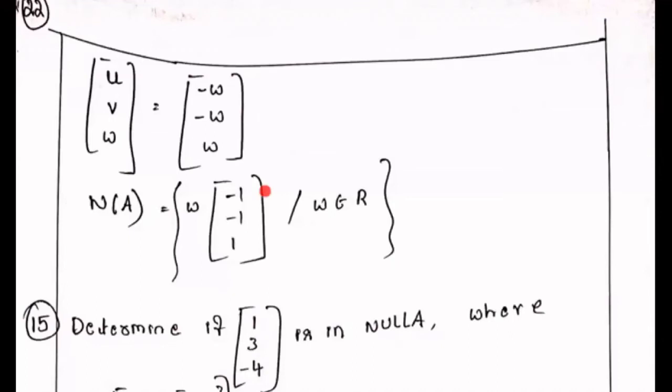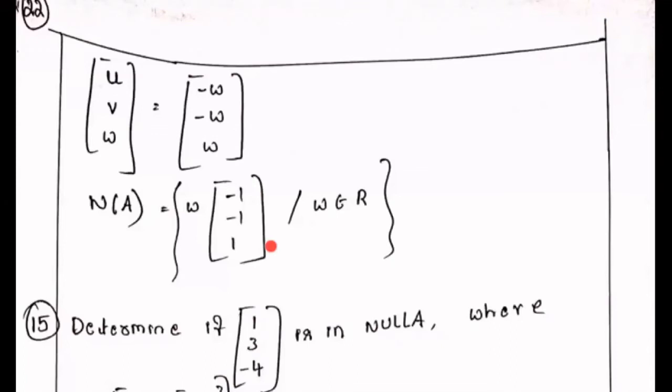No, minus 1 and 1 times w, where w belongs to R. This is called the null space. You consider all the values of w which are real, that means any value you take that satisfies that equation. Okay, so that makes it very simple.